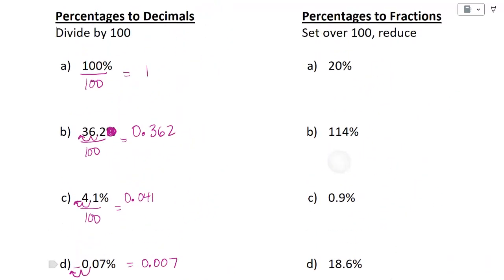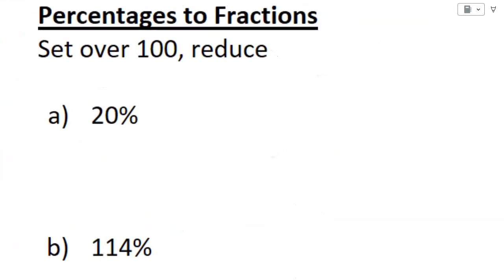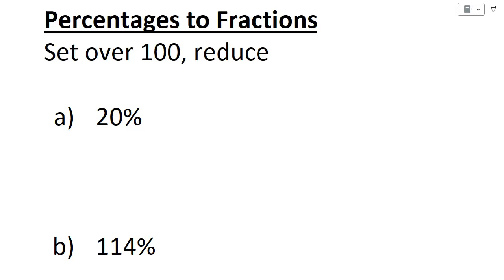Okay. Now percentages to fractions. Well, we want to keep it in fraction form, not in decimal number form. We want it to have that fraction bar. So 20%. Remember, this is a percentage, so we can just make it into a fraction right away. It's over 100 already. So it's now in fraction form. All we got to do is reduce. So 20 over 100, I know 20 and 100 will both divide by 10.